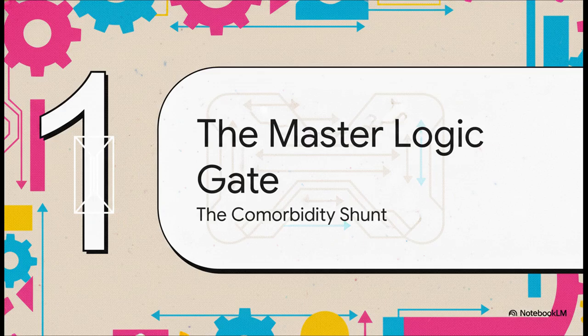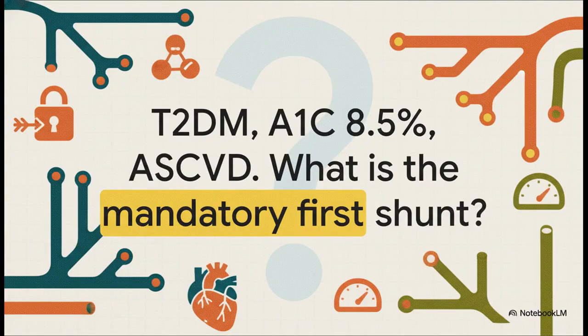We're going to construct the final master logic gate, and I want you to pay close attention because this is the first, most critical decision point in all of modern diabetes management. So, let's run a scenario. A new patient walks into your clinic. They've got type 2 diabetes, their A1C is, say, 8.5%. But here's the kicker. They also have established heart disease, right? Atherosclerotic cardiovascular disease. So what's the mandatory first shunt? Where does your algorithm have to go right from the start?